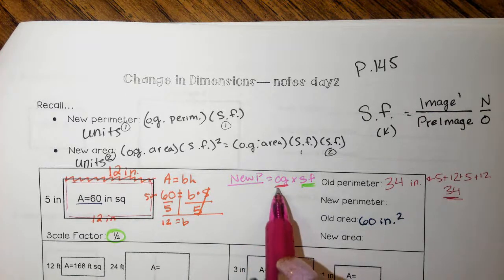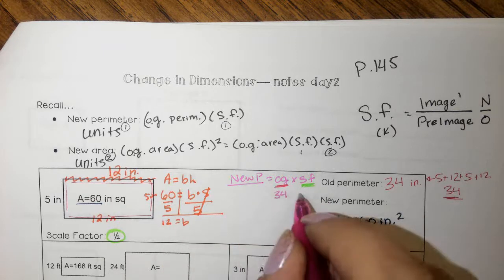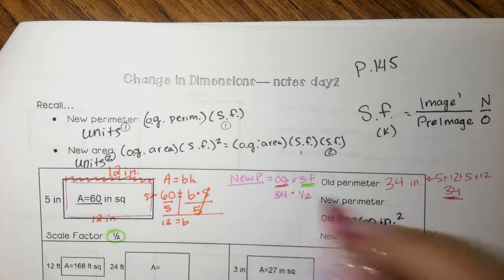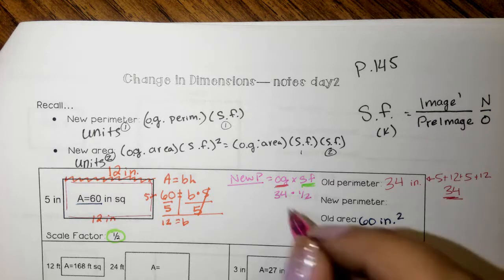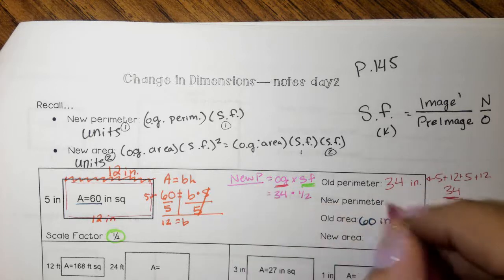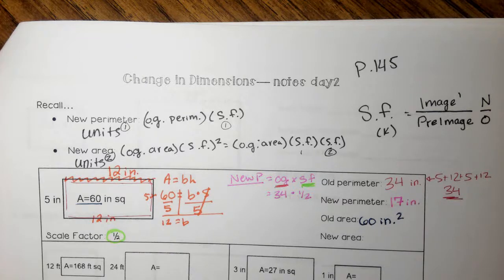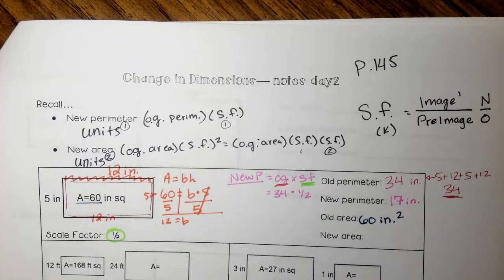That would be the original perimeter, 34, times the scale factor, which is 1/2. So half of 34, 34 divided by 2, 34 times 1 divided by 2, however you'd like to think of that. However you get there, you get 17 inches. So the new perimeter is 17 inches.